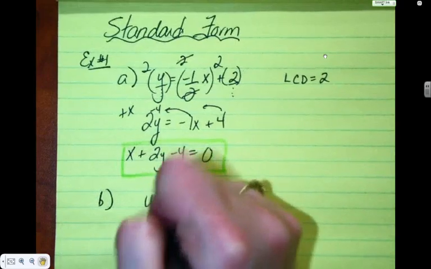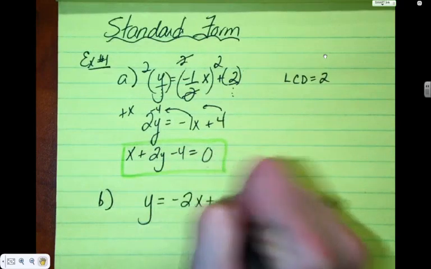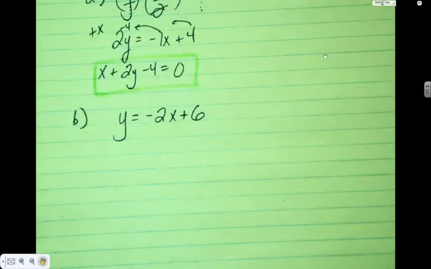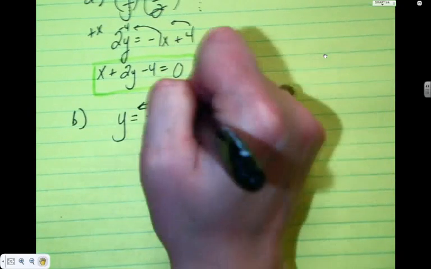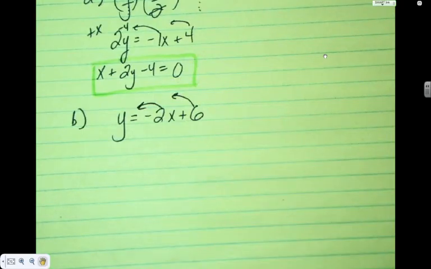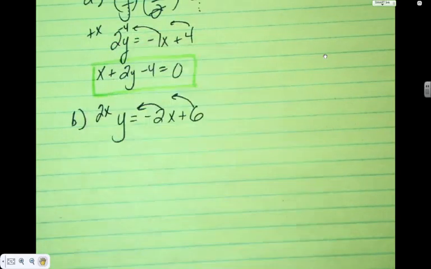Letter B. Any parentheses? Nope, so step 1 is done. Any fractions? Nope, step 2 is done. What's step 3? Move them to the left-hand side, so the negative 2x has to go over and the 6 has to go over. What's the opposite of subtracting 2x? Adding 2x. What's the opposite of adding 6? Subtracting 6. And I'm just going to do those in one step.